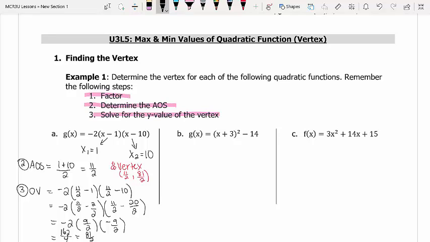Okay, example B. This one's really easy because it's already in vertex form. So we know that in vertex form, the coordinates of the vertex are your P and Q values.